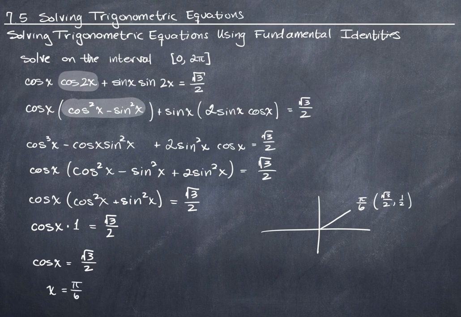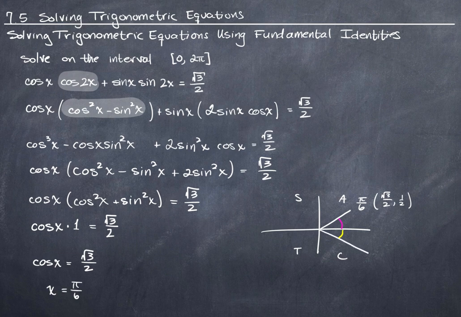I'm asked to solve this on the interval 0 to 2 pi. So I also need to figure out if I have more solutions here. And since my cosine is a positive value, I do have another solution in quadrant 4. This is my reference angle, pi over 6. I'm going to take another reference angle of pi over 6 and go into quadrant 4.